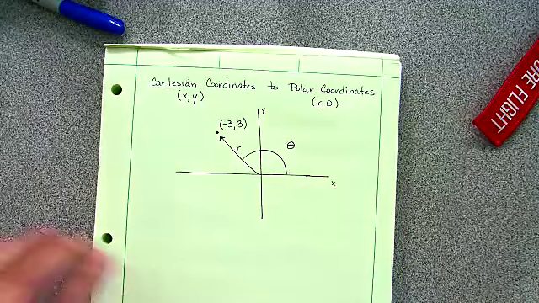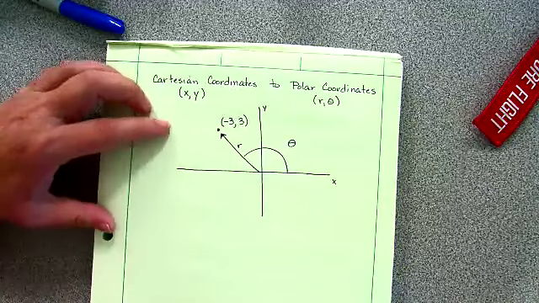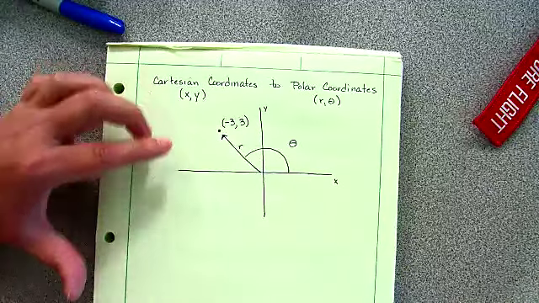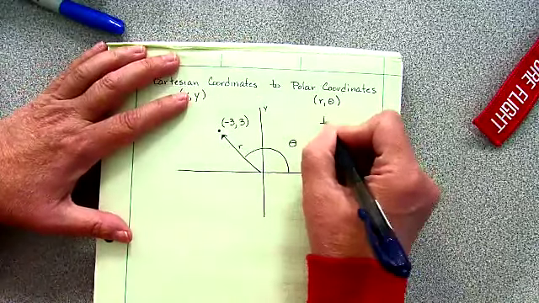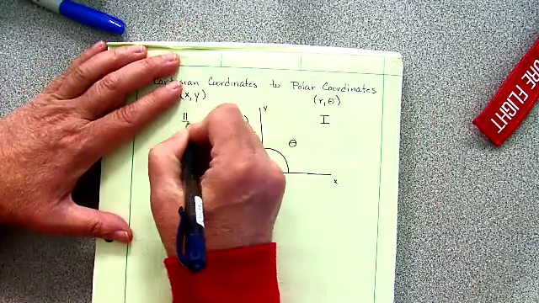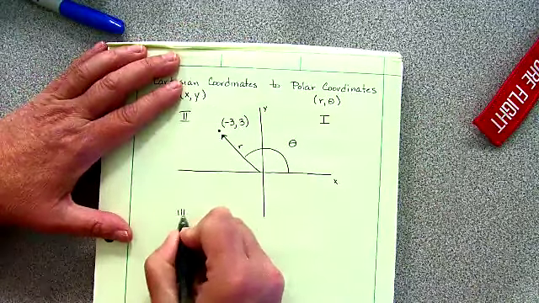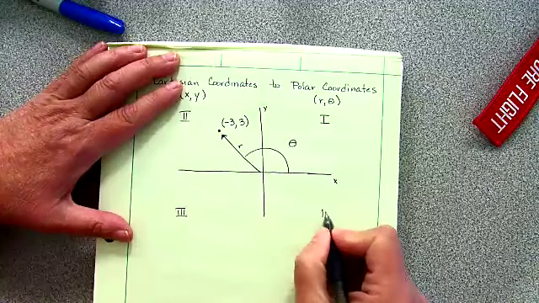And one of the things that you've got to know is you're going to have to figure out which quadrant you're in. So historically, this is quadrant 1, this is quadrant 2, this is quadrant 3, and this is quadrant 4.